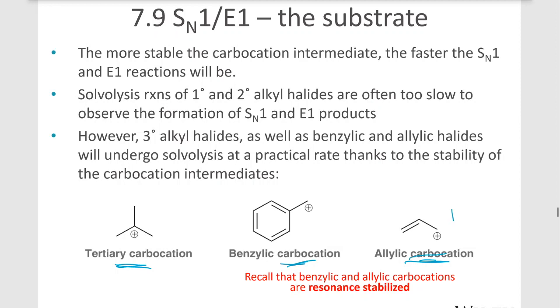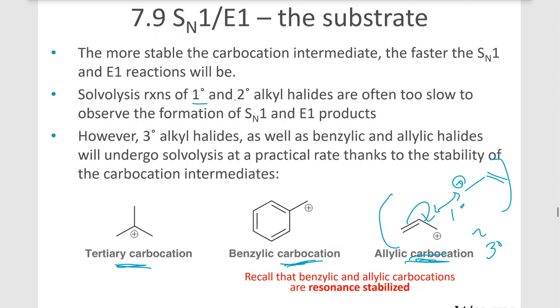Even though allylic looks like primary, this resonance stabilization, because we could draw a resonance structure by moving this double bond over here, is going to stabilize it enough that it's about as stable as tertiary. So allylic is going to happen pretty fast, and then benzylic is even more stable because we have resonance all the way around the ring. So these are the types of carbocations that we can expect to form for the unimolecular reactions.